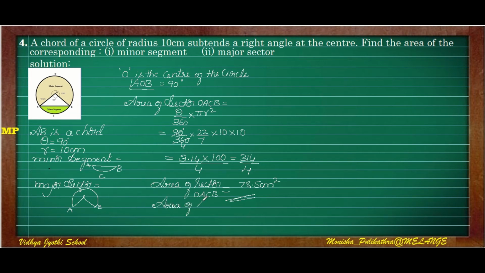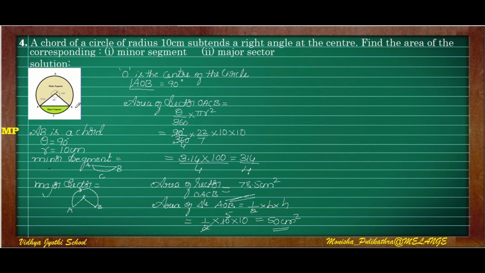So area of triangle AOB is equal to half into base into height. We know that here the base is 10, since it is 90 degrees, the base is also 10 centimeter and the height is also 10 centimeter since the radius of the circle is 10. So half into 10 into 10. So 2 ones are 2, 5 2s are 10. So area of triangle AOB will be 50 centimeter square. So we got the area of sector and the area of triangle.